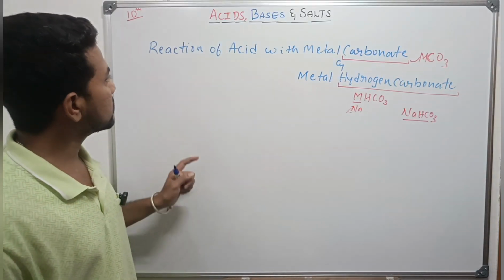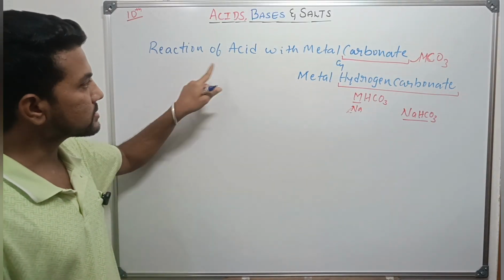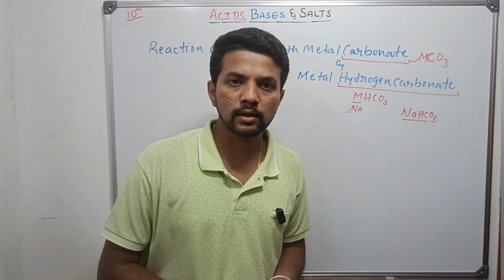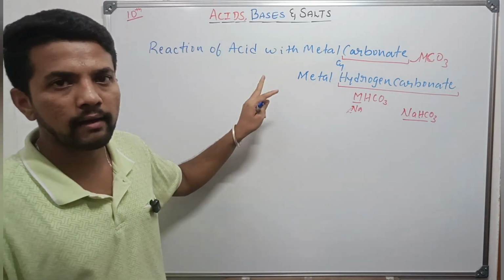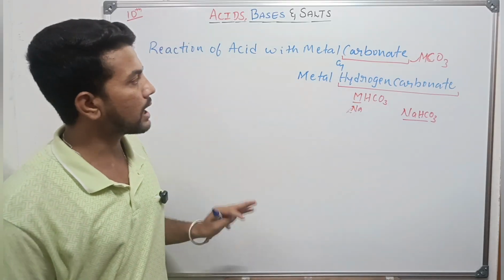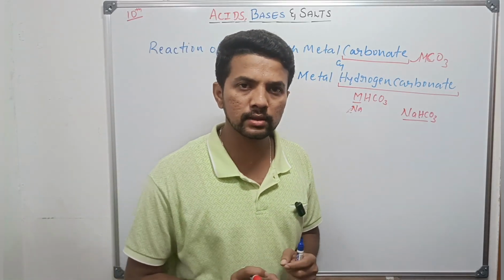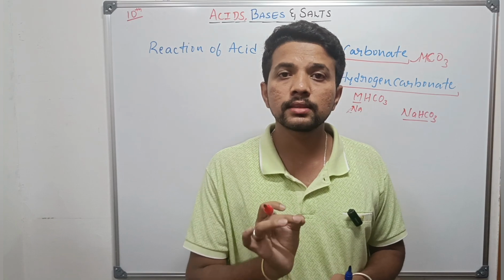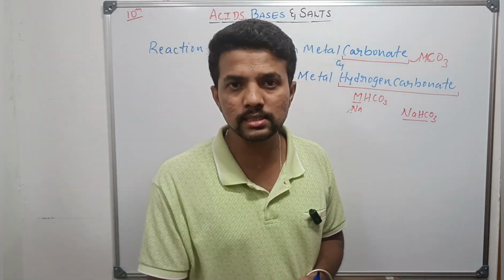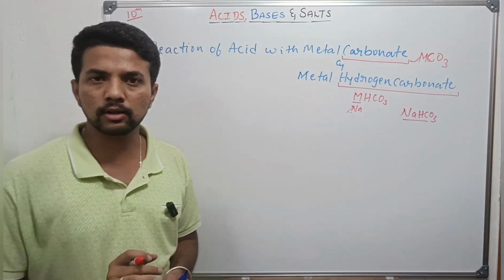So whenever the acids, ಇದು ಗೊತ್ತಾಯ್ತಲ್ವಾ? So next come to the point, that is reaction of acids with metal carbonate and metal hydrogen carbonate. Whenever the acids react with metal carbonate and metal hydrogen carbonate, there is a formation of corresponding salt and carbon dioxide gas along with the formation of water molecules.